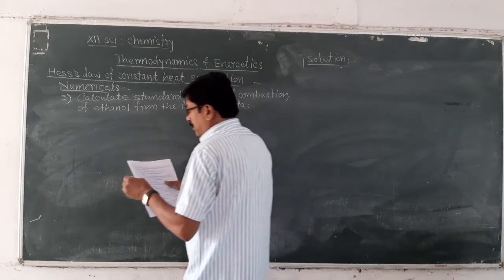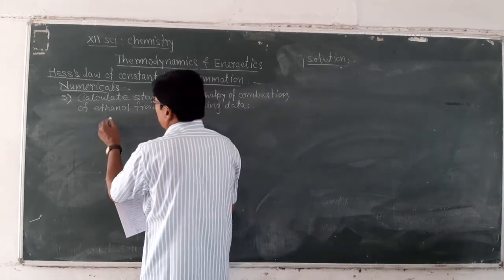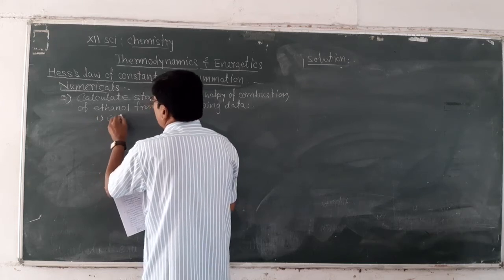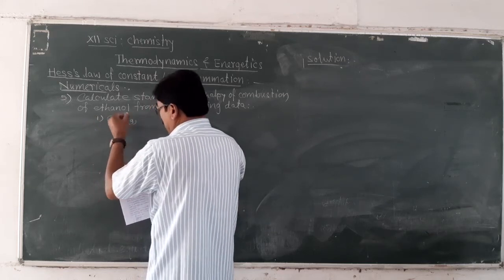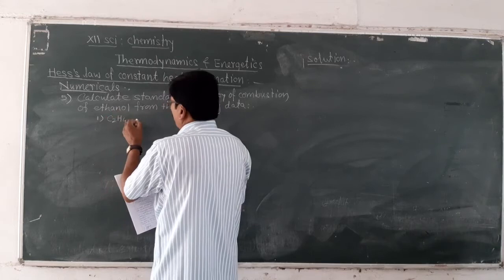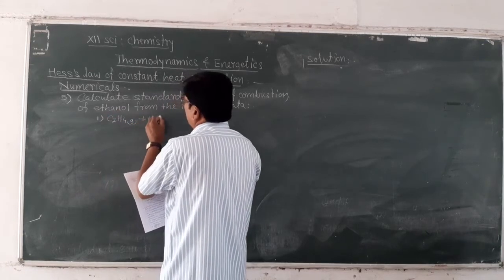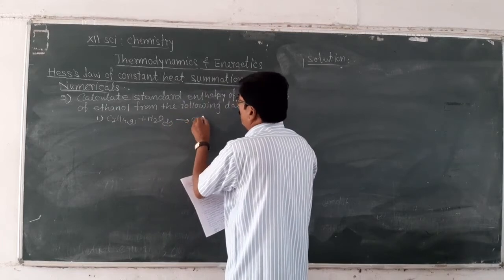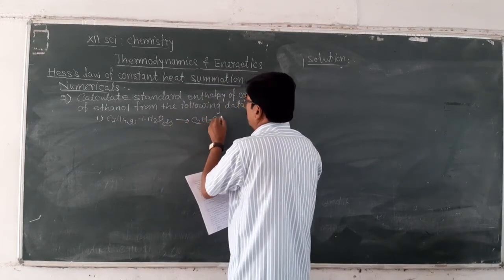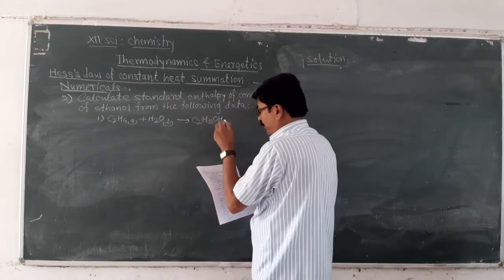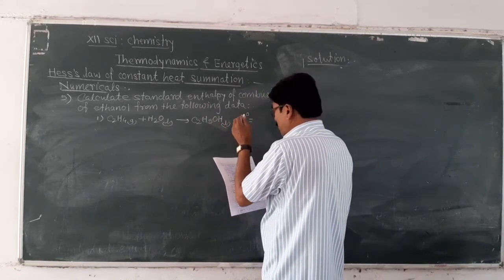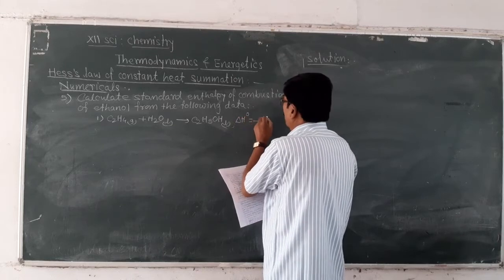Again here, two thermochemical equations are given. First, C2H4 gas plus H2O liquid gives C2H5OH liquid, and the enthalpy change of this reaction, delta H1, is minus 42 kilojoule.